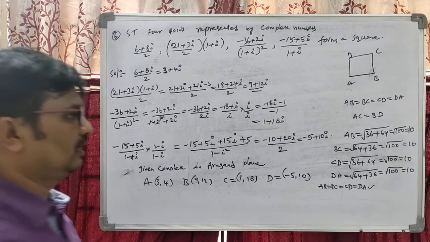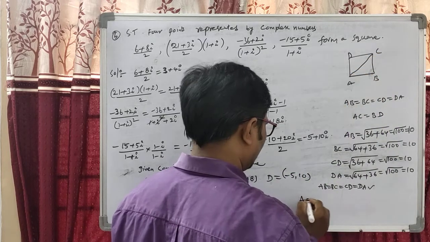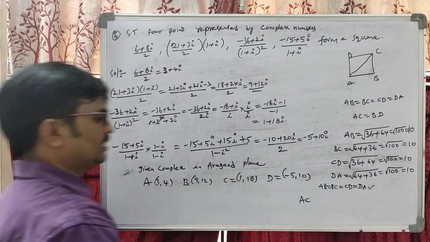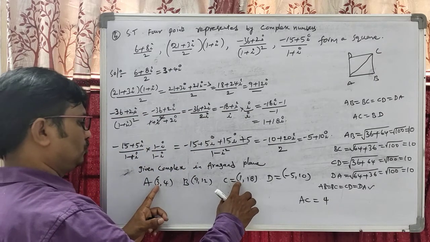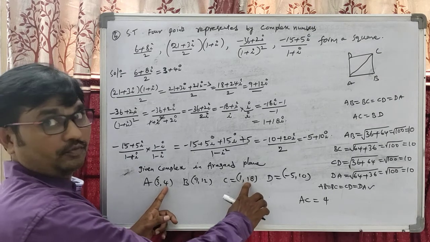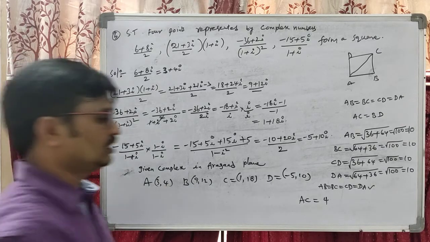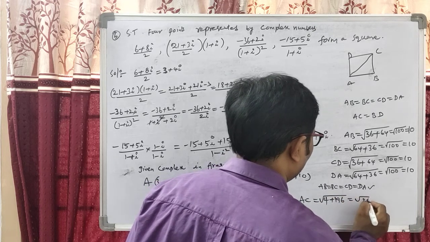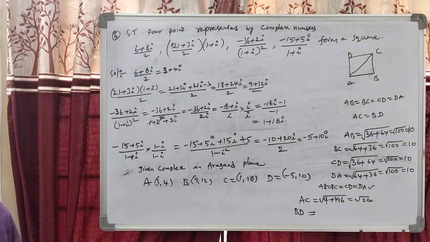Now find the diagonal AC. How to find the diagonal AC? 3 minus 1, all square: 3 minus 1 is 2, 2 square is 4. After that, 18 minus 4 is 14, 14 square is 196. So this is root of 200. So students, BD can be written as, how to write BD?